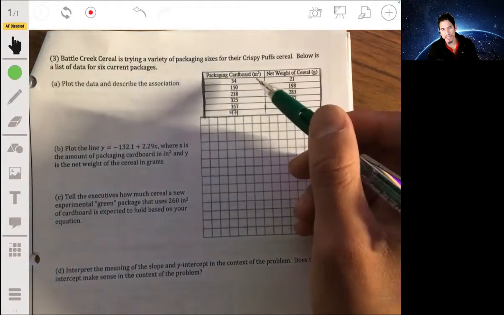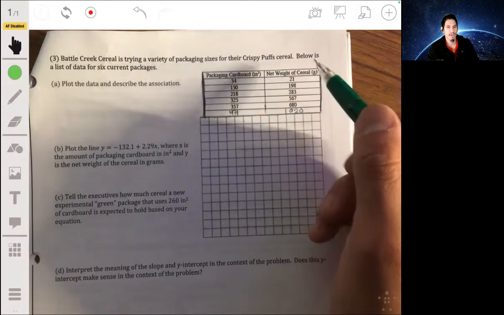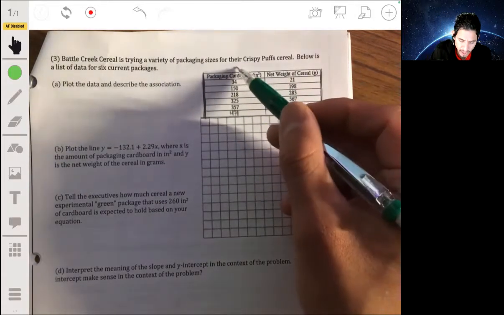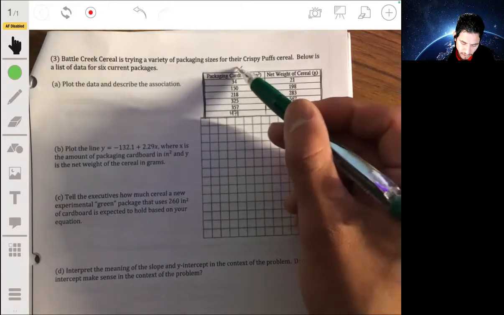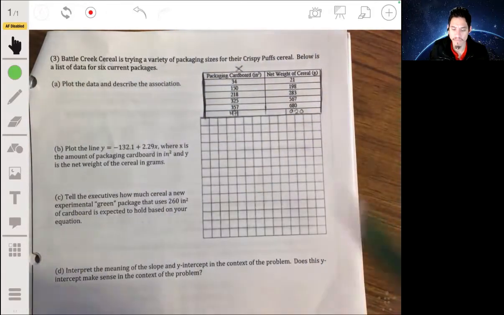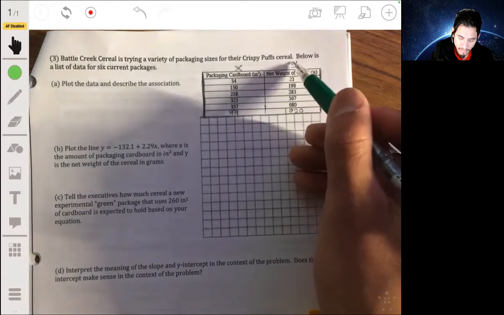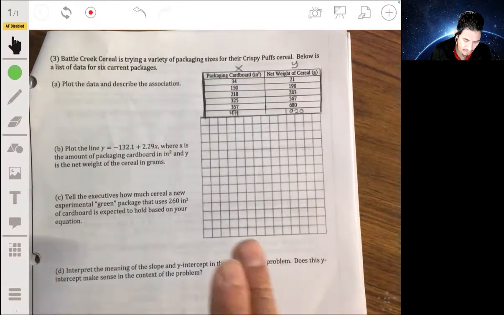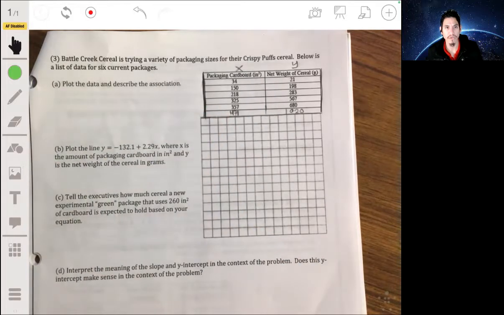First, let's make sure we understand what would be our explanatory variable and what would be our response. And yeah, you might have guessed it, the packaging cardboard is going to be our explanatory variable, because the amount of cardboard we have is going to lead to us being able to have more cereal. So let's make a scatter plot with packaging cardboard on x and the weight of the cereal on y.